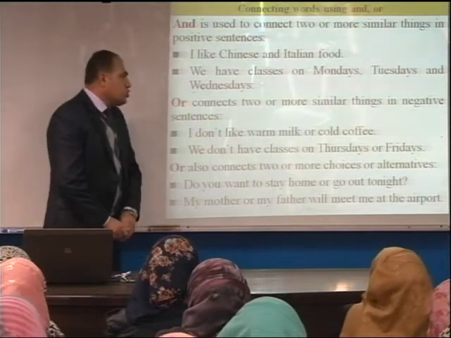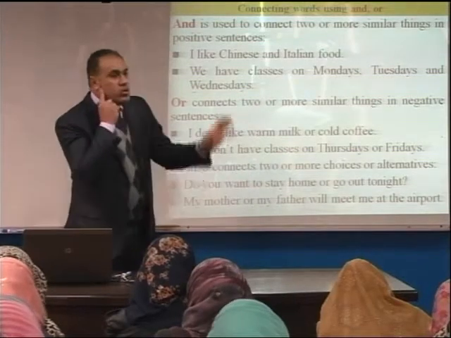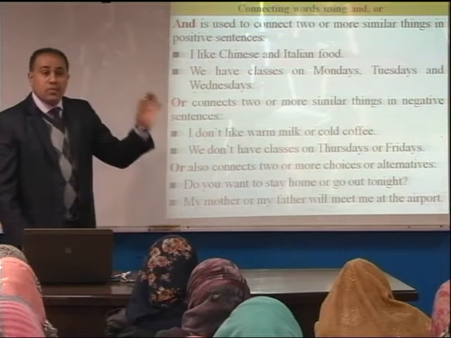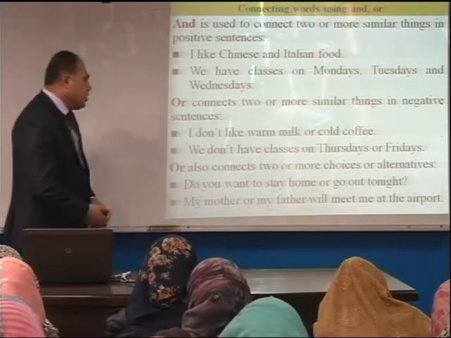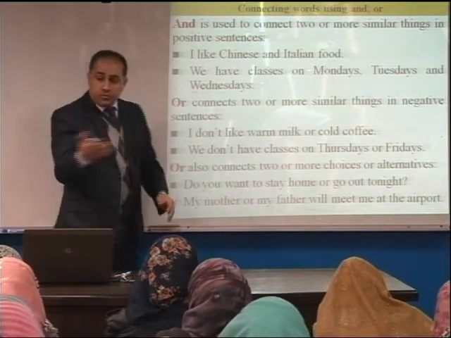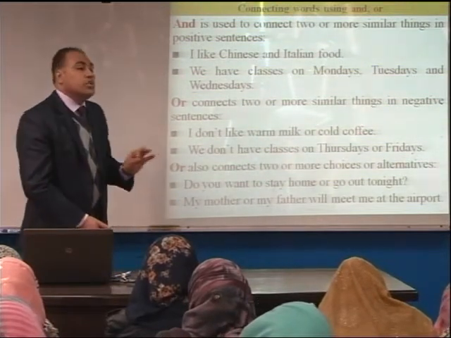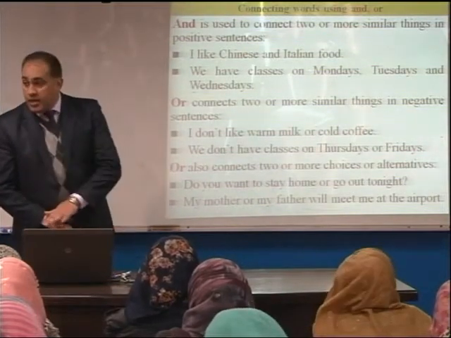Or connects two or more similar things in negative sentences. So, for example, I don't like warm milk or cold coffee. I don't say I don't like warm milk and cold coffee, but warm milk or cold coffee. And we don't have classes on Thursdays or Fridays. So again, or is used to connect two or more similar things in negative sentences.